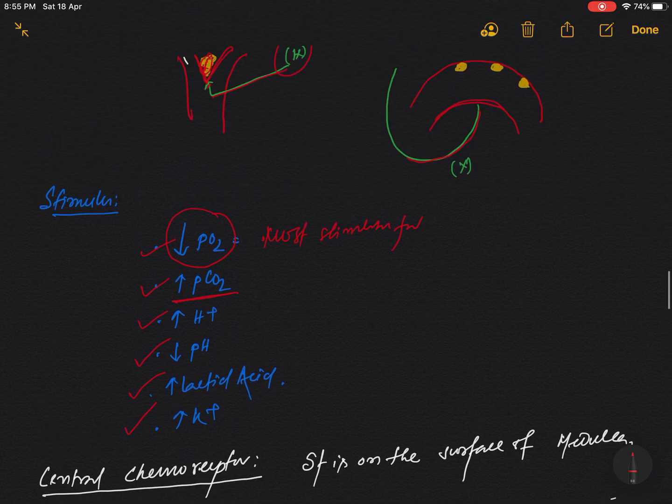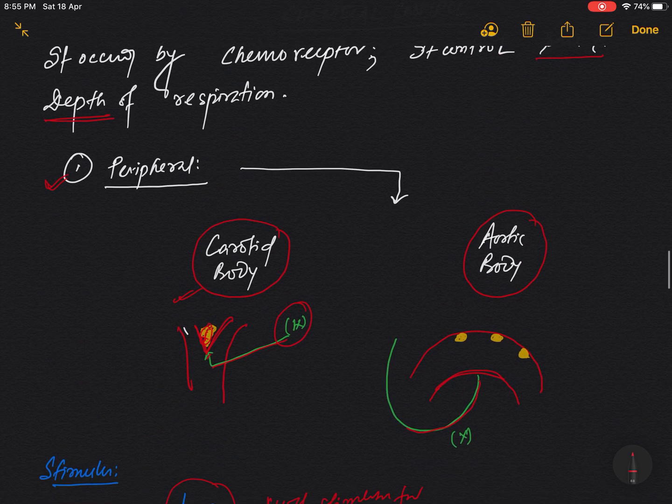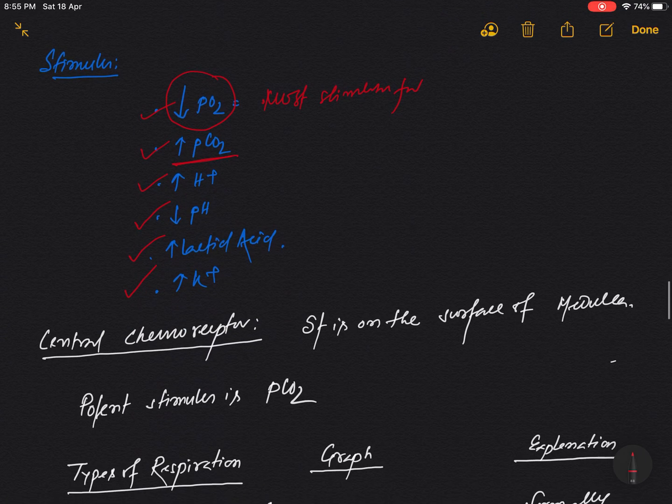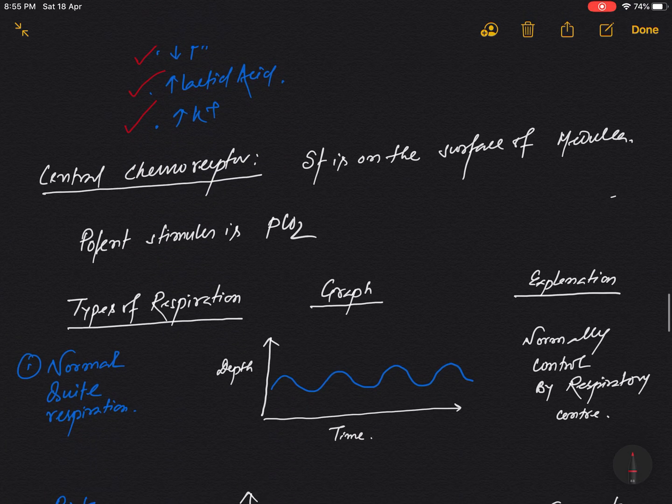Now, the peripheral chemoreceptors, that is the carotid body and aortic arch. The carotid body is 5 times more potent or more sensitive than the aortic body. Now, the central chemoreceptor is on the surface of the medulla.